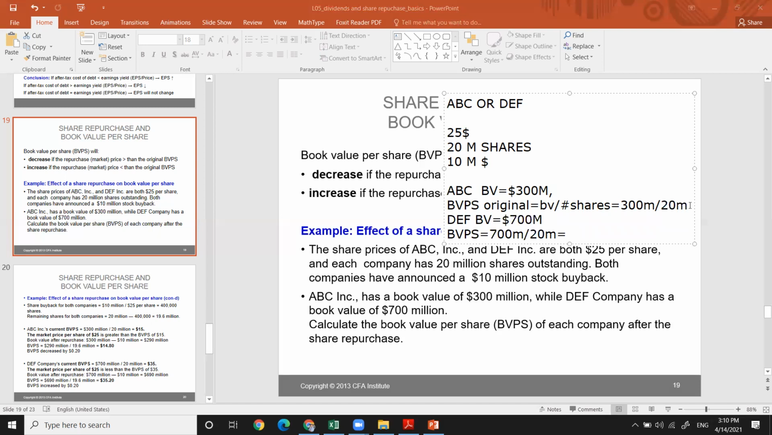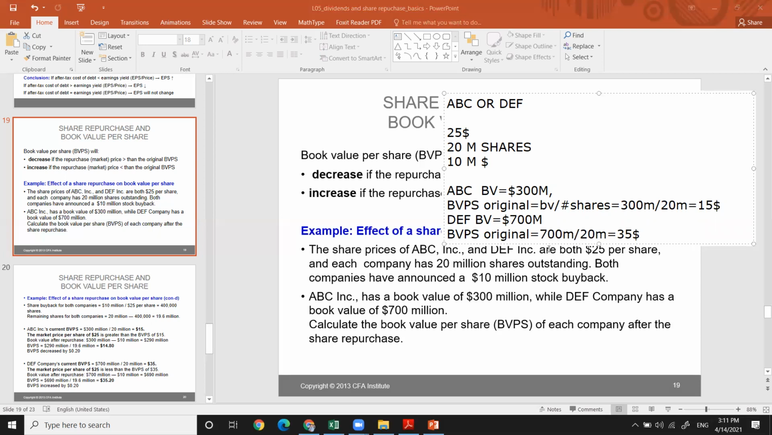So it's $15 per share for ABC, and for DEF I have $35 per share. The original book value per share for DEF is $35. It should be original, just to clarify.